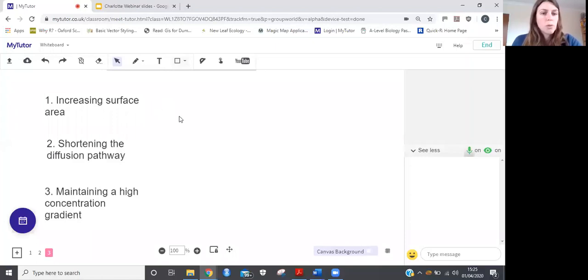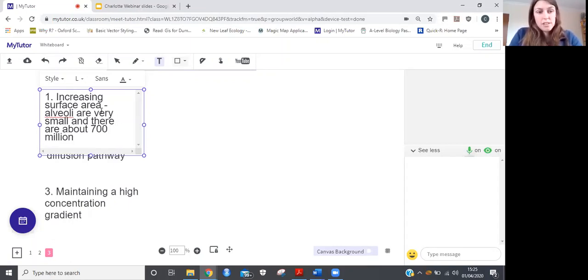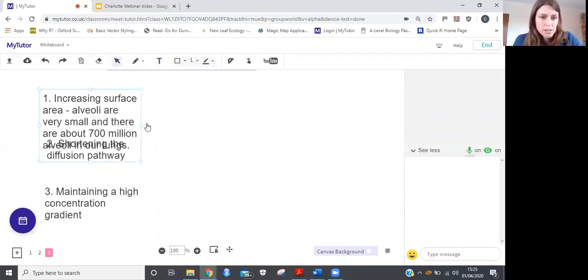Okay, so how do the alveoli in the lungs increase surface area? So, alveoli are very small. And there are lots of them. There are about 700 million alveoli in our lungs. Let's move this text box so that it's a bit clearer for everyone.